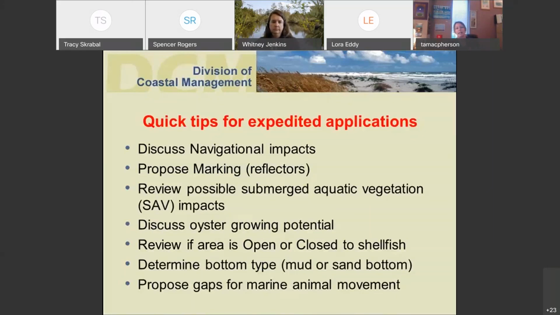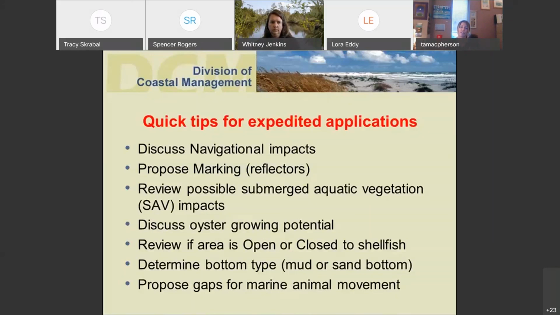Quick tips for expedited applications. Some of this we can help you with in the field. Field reps will meet you on site, do a field appointment, make sure your project meets the applicable permit type, and can help you with some of this. If you do some of this review before you apply, things might happen a little bit faster.